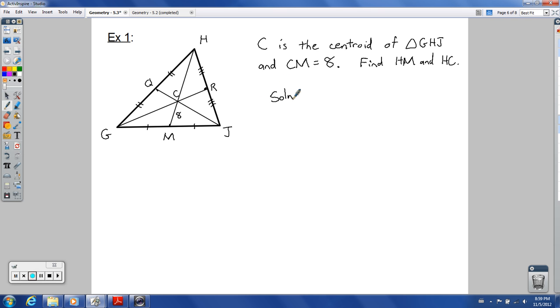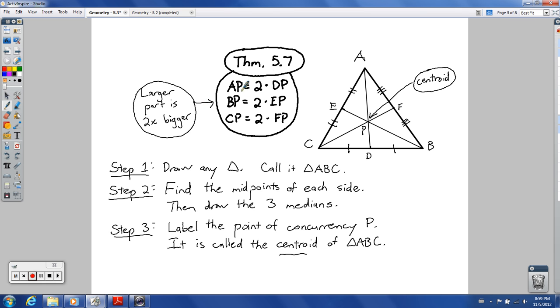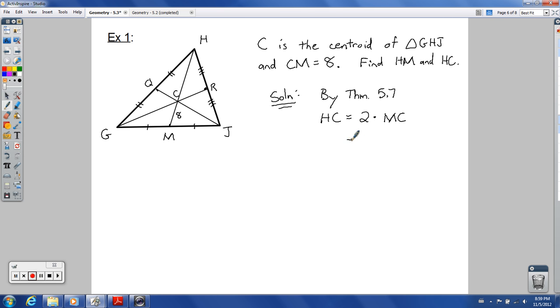I'll put SOLN for my solution. We can say by theorem 5.7, we would have this being true. HC is 2 times bigger than MC or CM. So 2 times MC. So we got that right from here. Same idea. DP is half as big as AP. In other words, AP is twice as big as DP. That's the other way to think of it. So let's plug in the numbers here. If you had 2 times 8, that would give you your answer. This is HC equals 16.